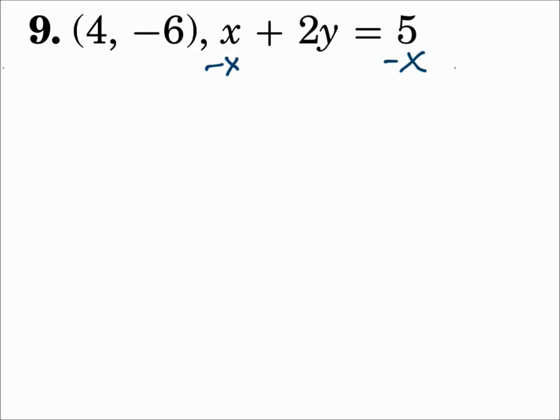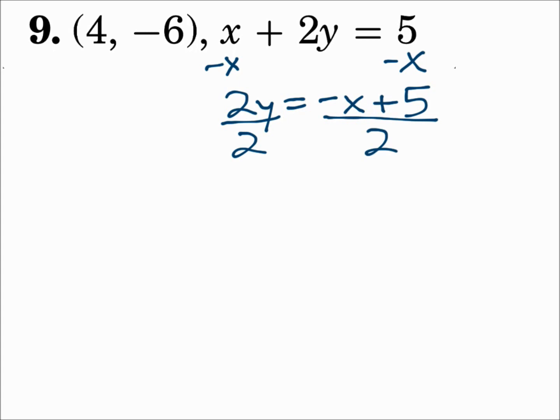Subtract x from each side. The x's cancel on the left, and you have 2y on the left. Put the x's first, since x's go first in slope-intercept form. Instead of saying 5 minus x, say -x plus 5. Now divide both sides by 2. The 2's cancel on the left, and you have y.